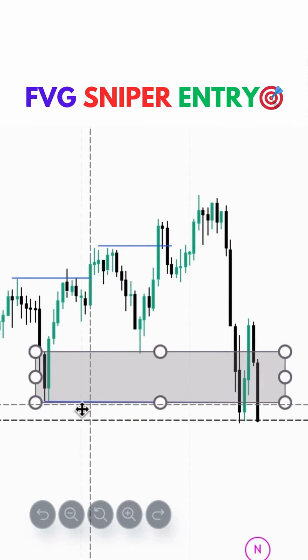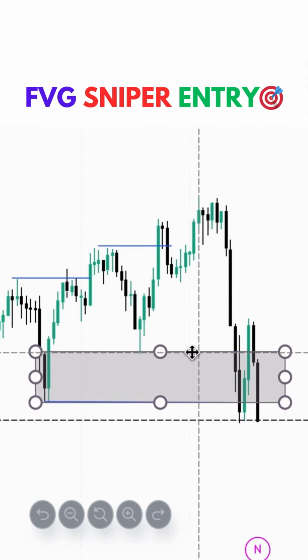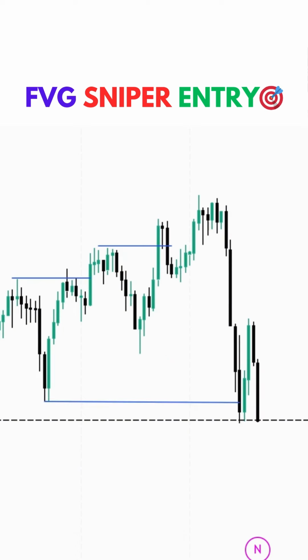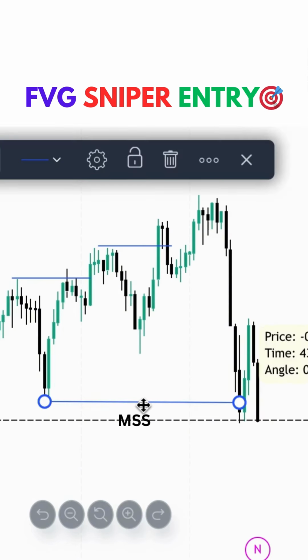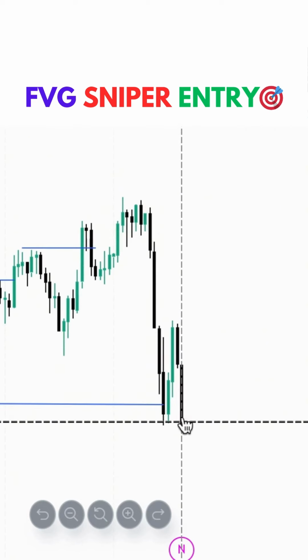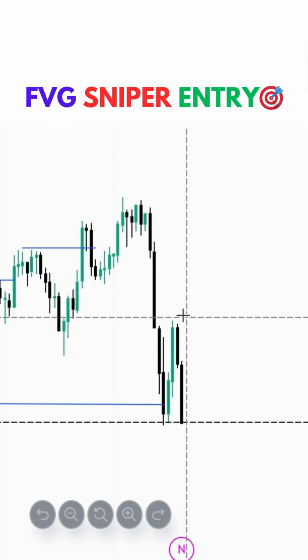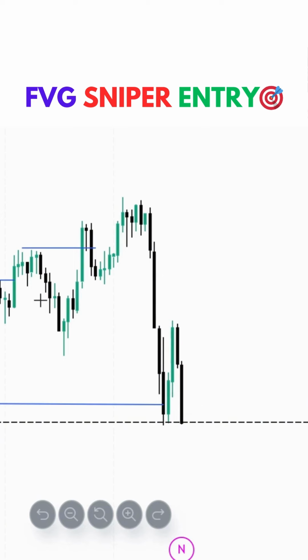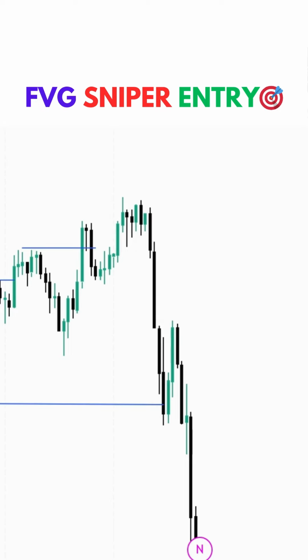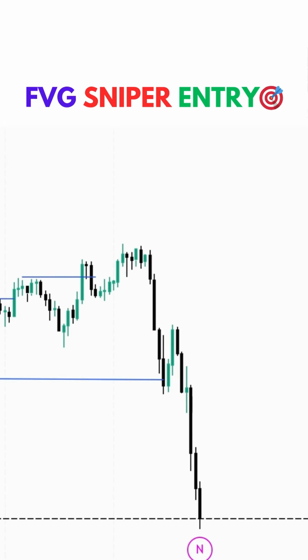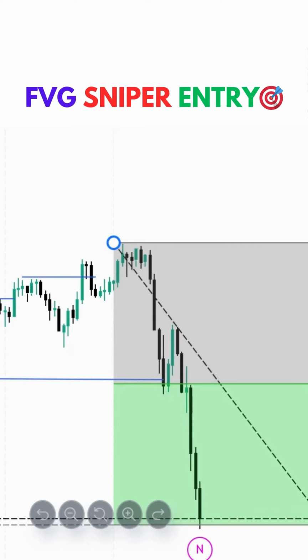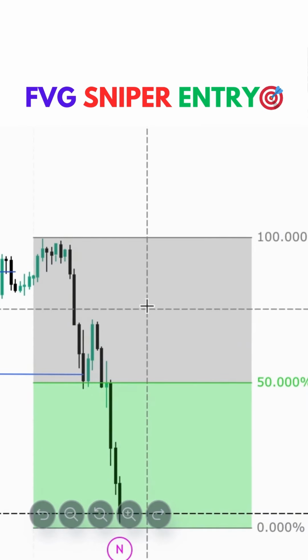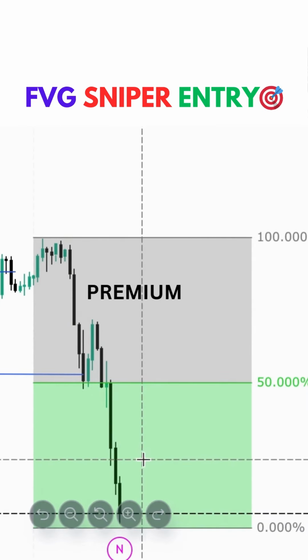So now this becomes a market structure shift. Let me take this out. Then I want price to come back to somewhere around the premium zone before I get involved in the sell. Like I said before, I buy at a discount zone and I sell at a premium zone. So when I bring up my Fibonacci, I'm going to mark this out from premium to discount. The upper half is premium, then the other half is discount.